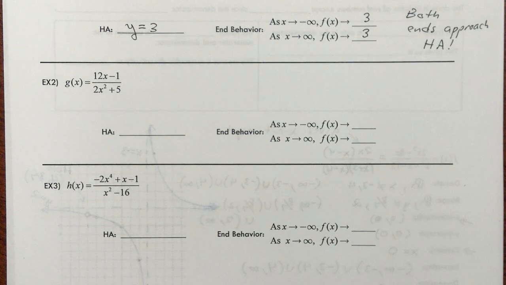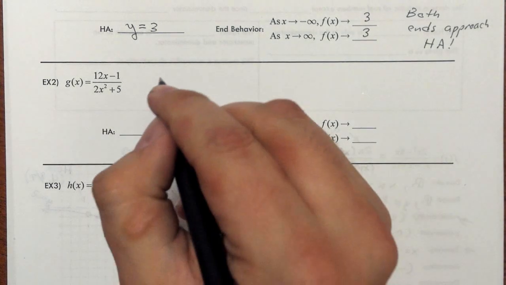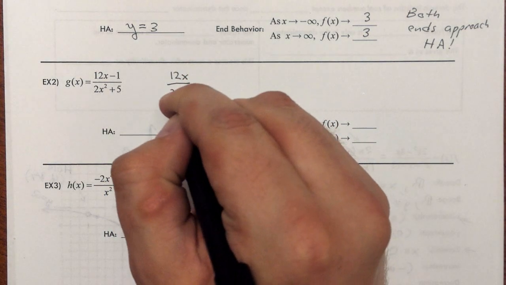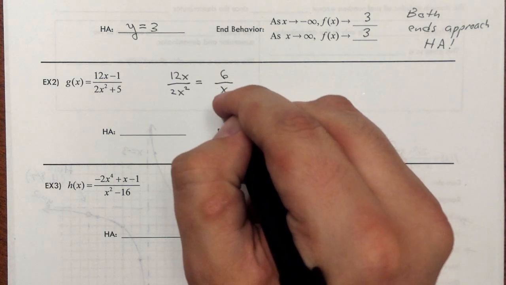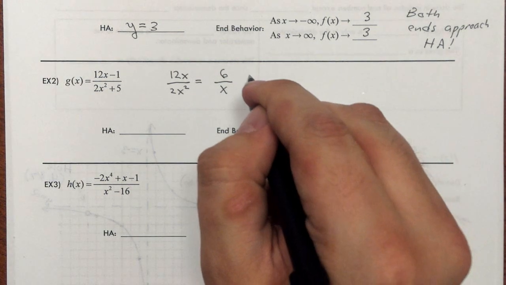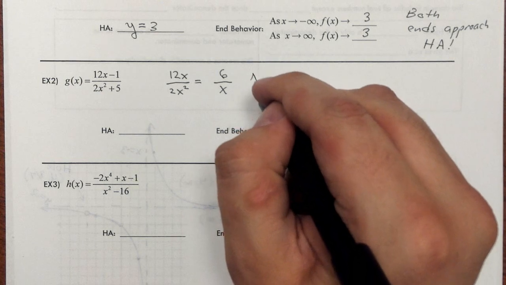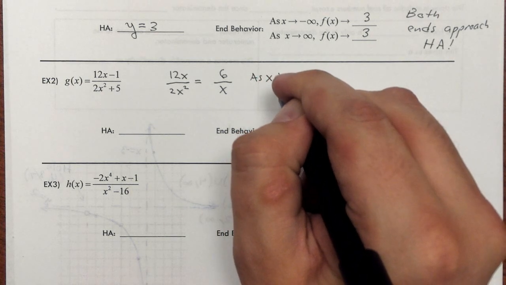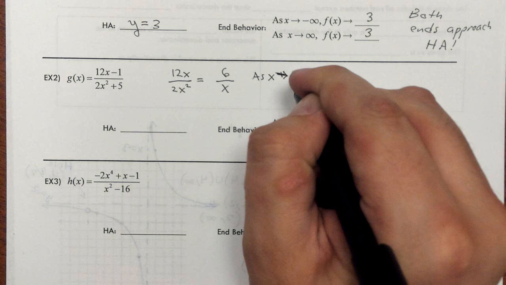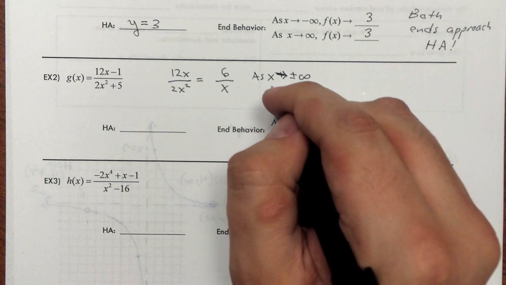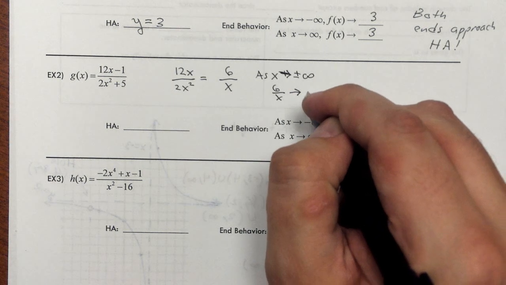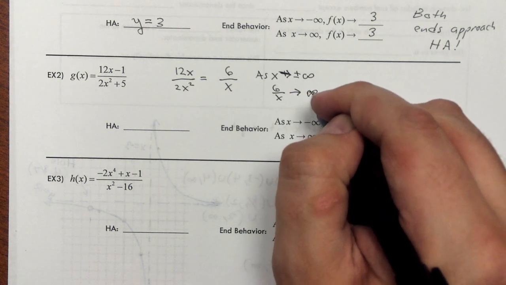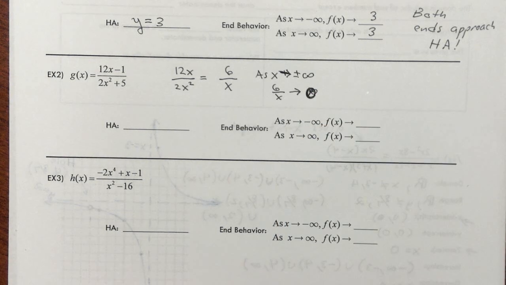12x minus 1 over 2x squared plus 5. Well, again, I look at the leading terms. 12x over 2x squared. I can think about if I simplified that, that would be 6 over x. And again, I think about as x approaches positive or negative infinity, 6 over x will approach what? Again, think about it. 6 over 100, 6 over 1,000. Sorry, I wrote the wrong thing there. That's going to approach 0.